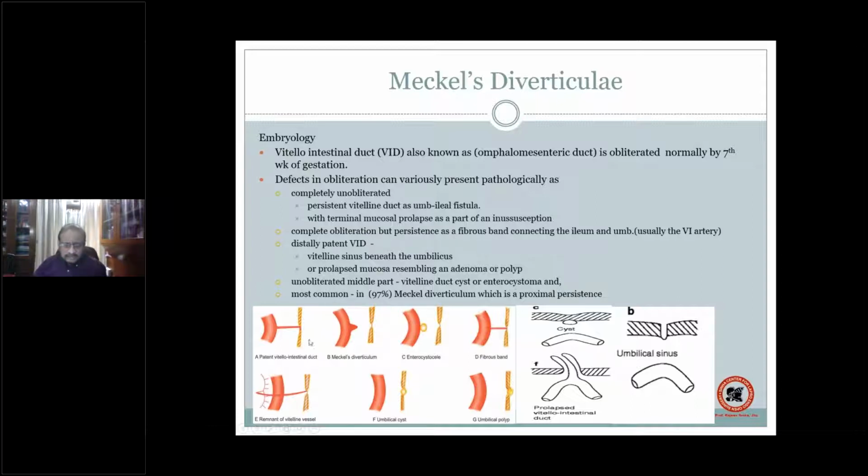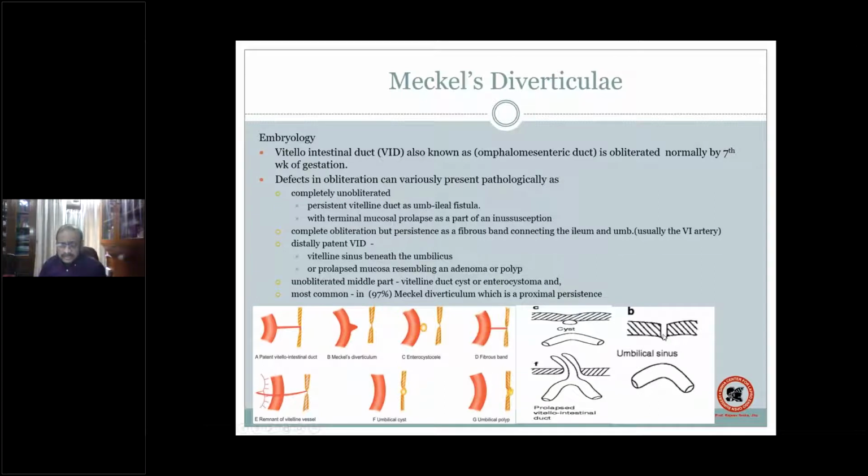Or complete obliteration, but persistence as a fibrous band like this, which could be connecting the ileum and the umbilicus, which is usually a part of the obliterated vitellointestinal artery. You can see this artery out here. Or you can have a distally patent vitellointestinal duct, where the distal patency is usually present as a vitelline sinus beneath the umbilicus. You can see this cyst, or you can see this sinus present underneath.